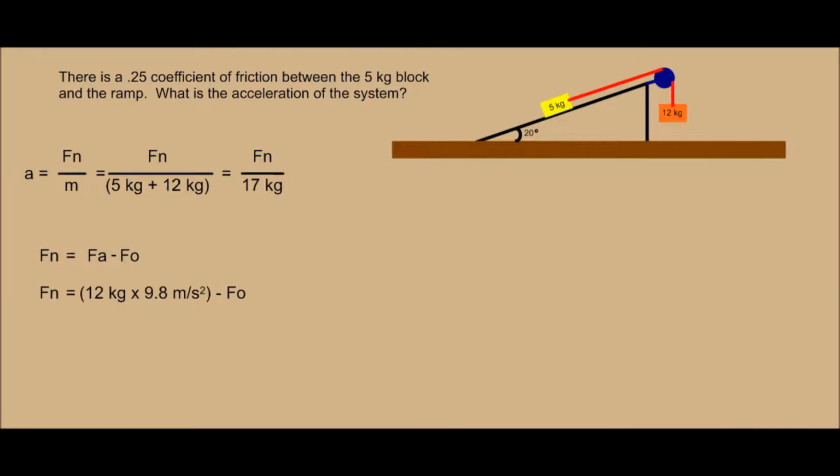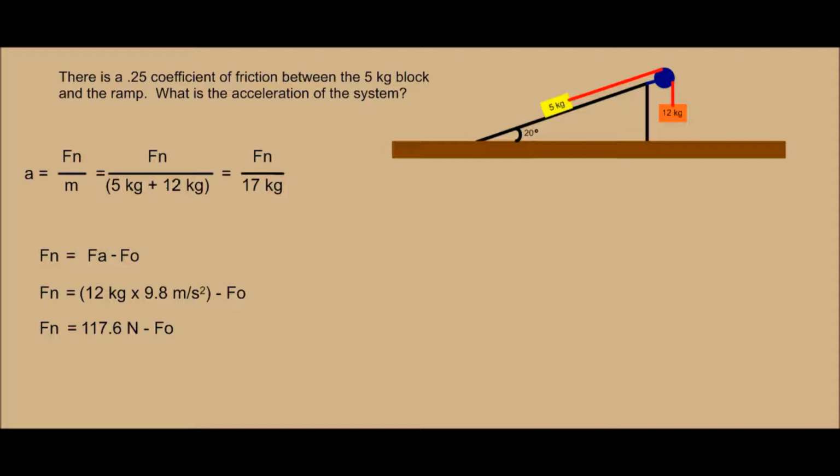To get Fa, we're just really looking at the force due to gravity on that 12 kilogram block. So if we have a 12 kilogram block and it's being accelerated at 9.8 meters per second squared, then we know that the force applied is 117.6 newtons. That's just taking the orange block.